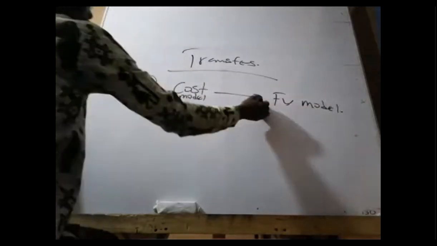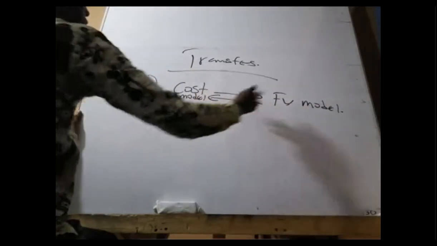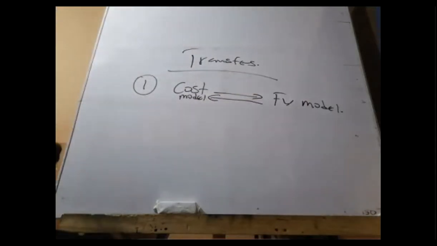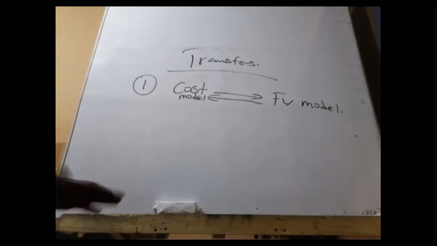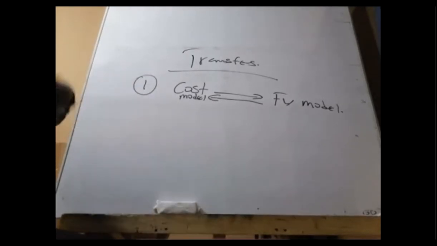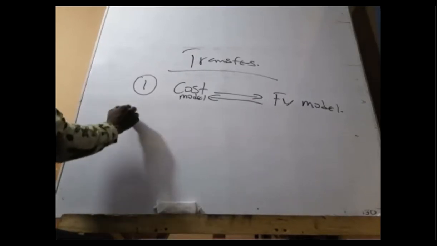The reverse is also true. You can also transfer from the fair value model to the cost model. But you have a property where at inception you're using the cost model, but later on you decided to use the fair value model. It allows. So take note.